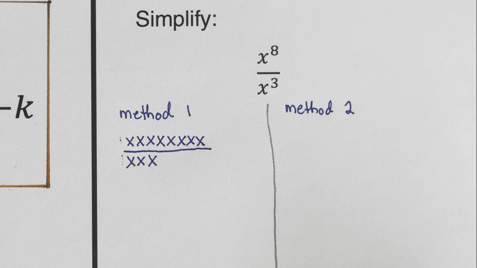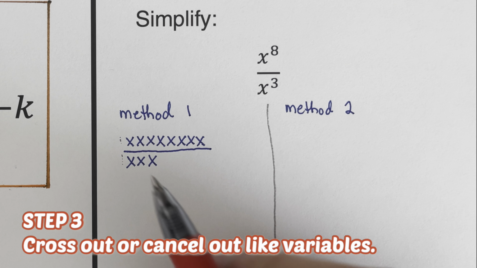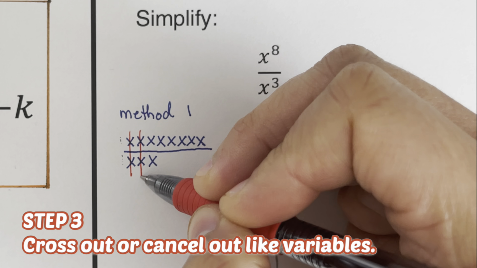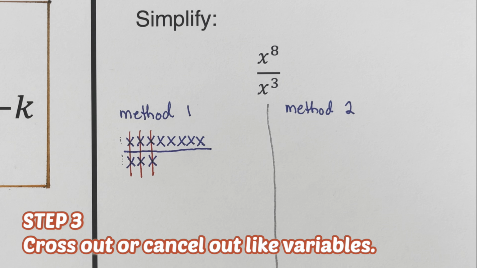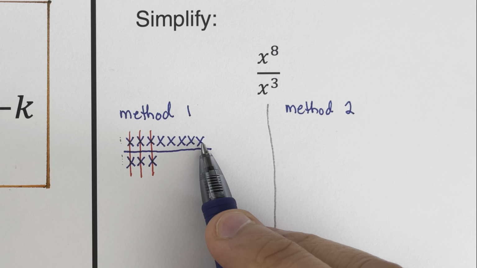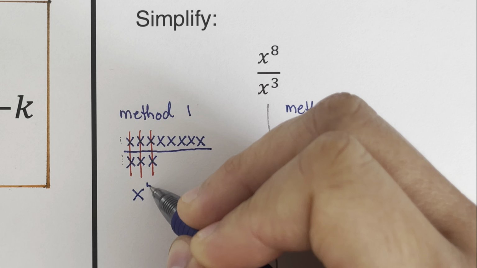And then the third step is to cross out or cancel out like variables. In this case, we're going to cross out these x's. We're going to pair them up. We're going to pair these up. So the leftover on top would be 1, 2, 3, 4, 5. There are 5 x's, so we can write that as x to the 5th power.